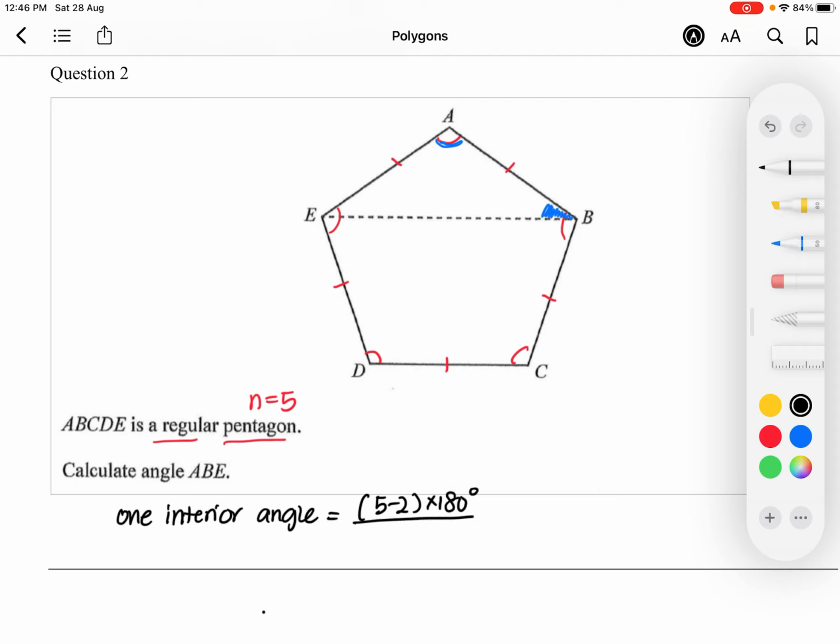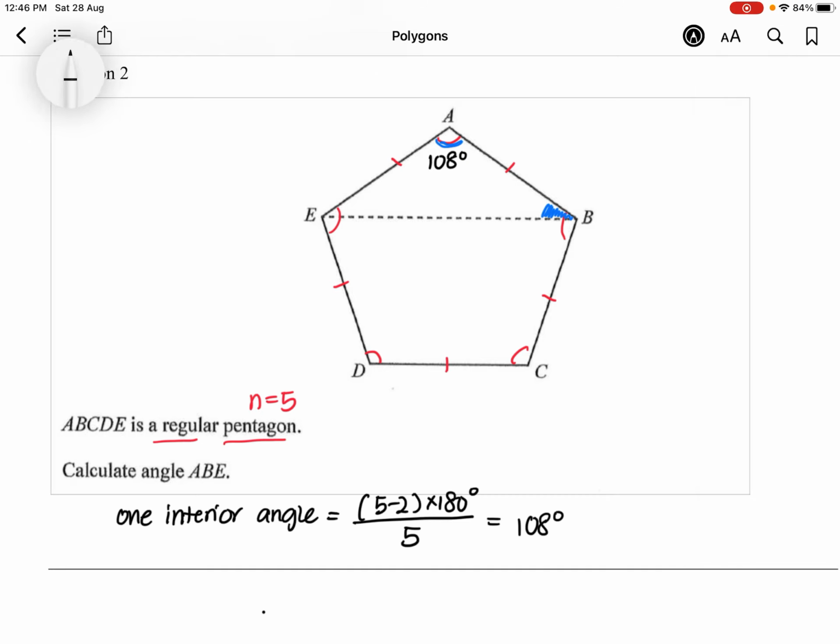We notice that this is a regular polygon, so we divide it by 5 sides, and that will give us the value 108 degrees. So this angle is now 108 degrees. How are we going to use that to find the angle ABE?